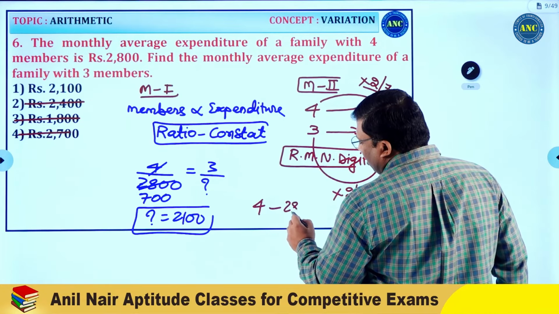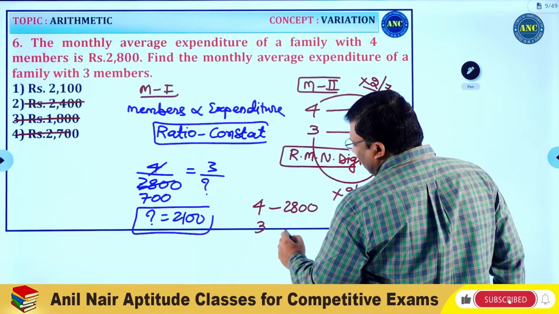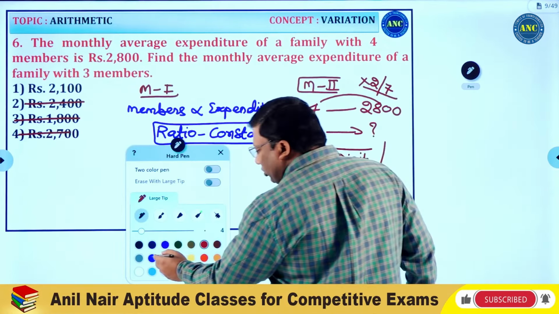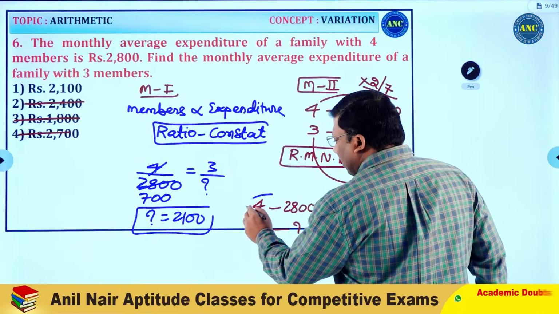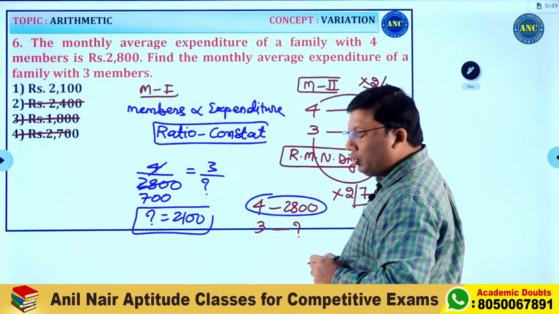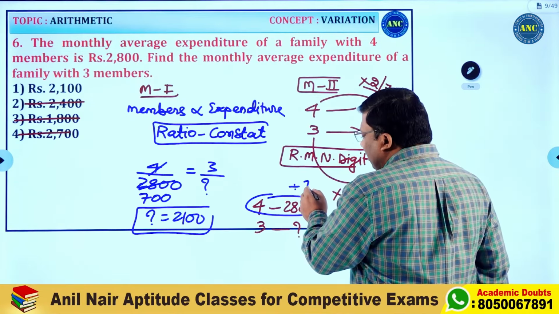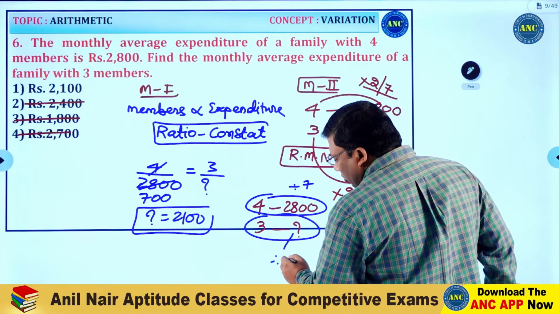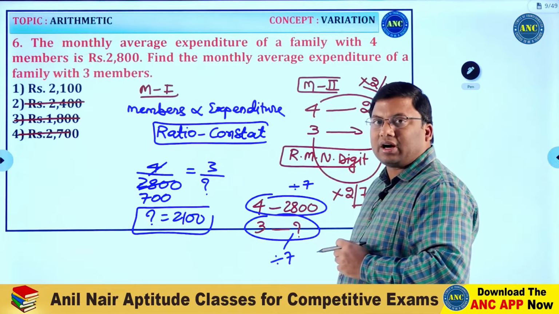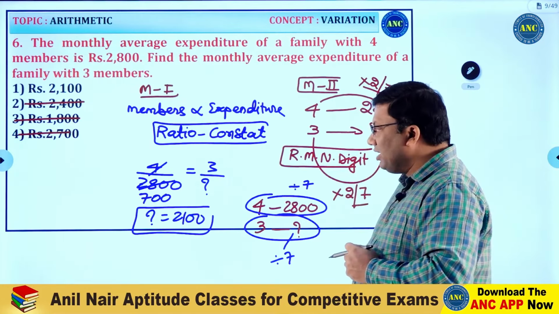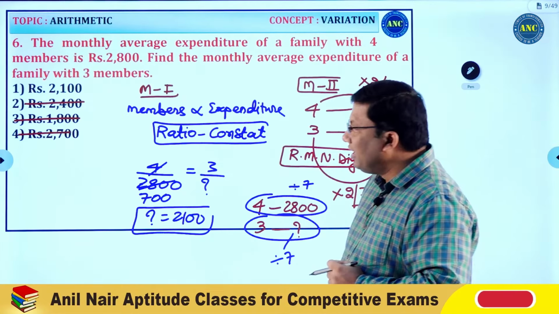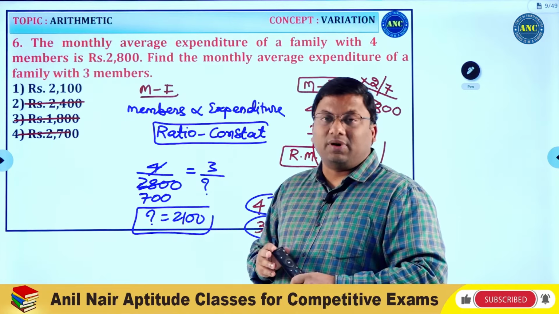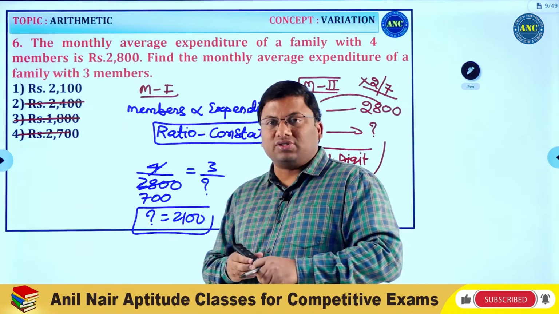Another way. 4 is becoming 2,800. 3 will become how much? You can either use left to right or top to bottom. Anywhere you will get the answer. If I take this value, 2,800, it is divisible by 7. So the question mark also should be divisible by 7. None of these 3 options are divisible by 7. So answer is 2,100.